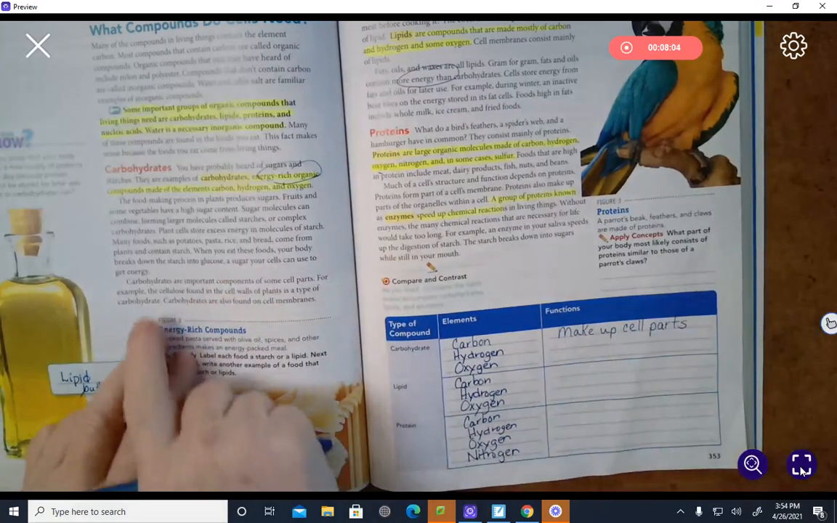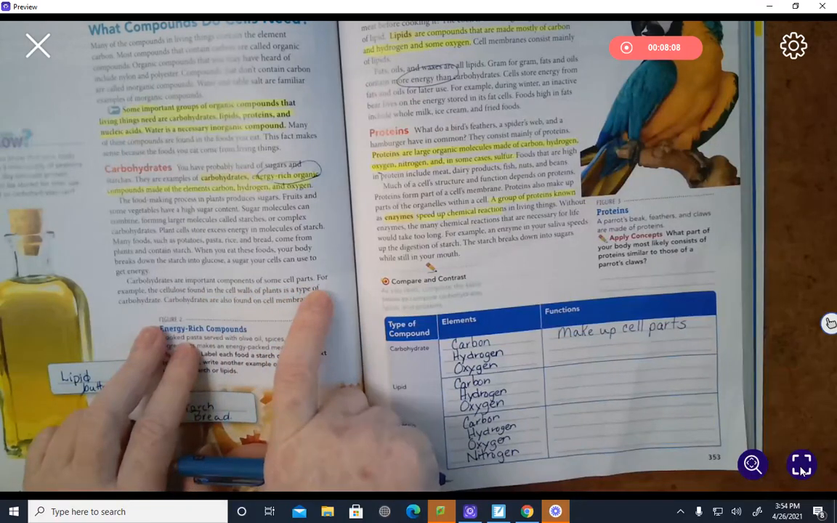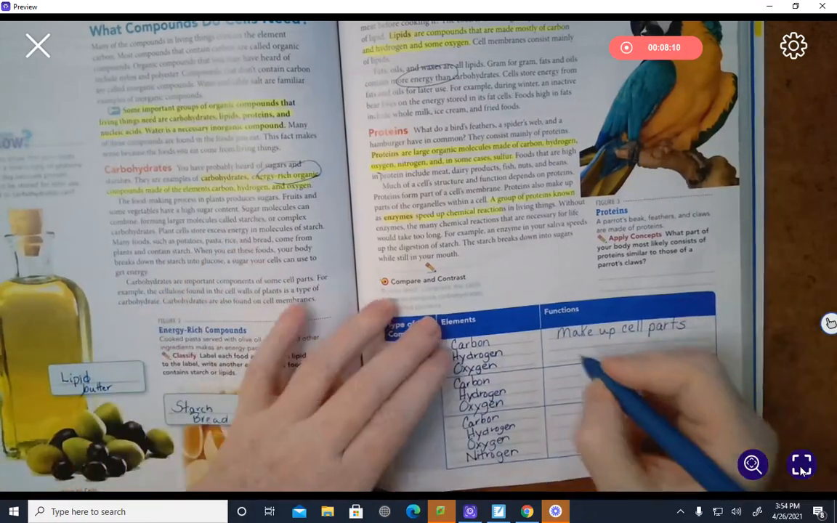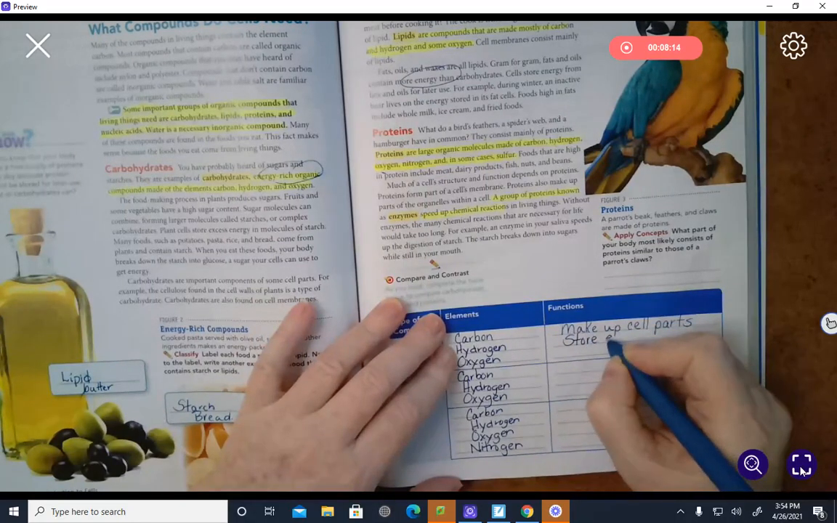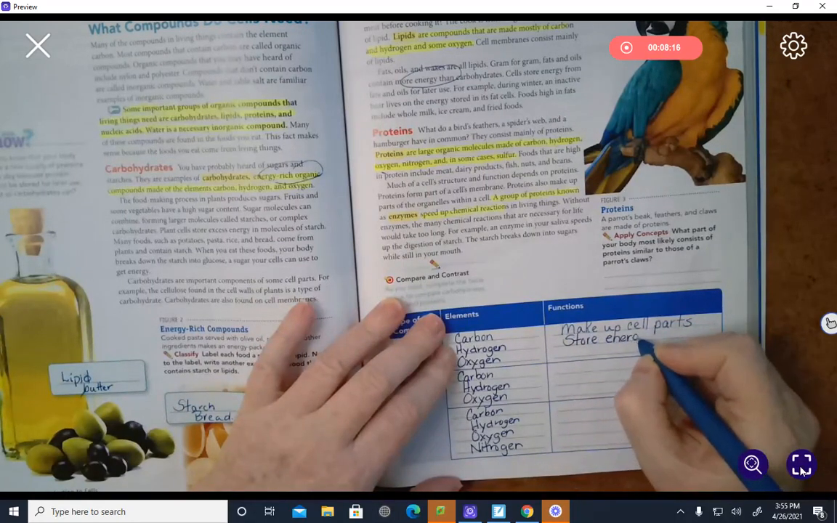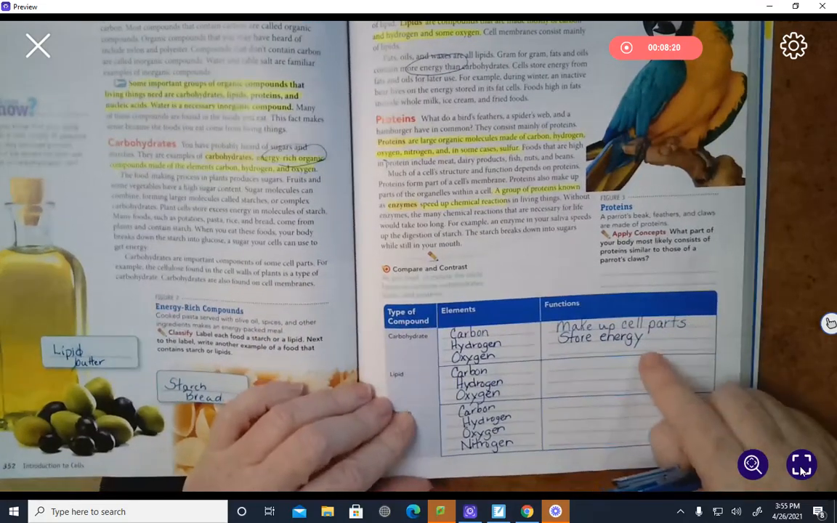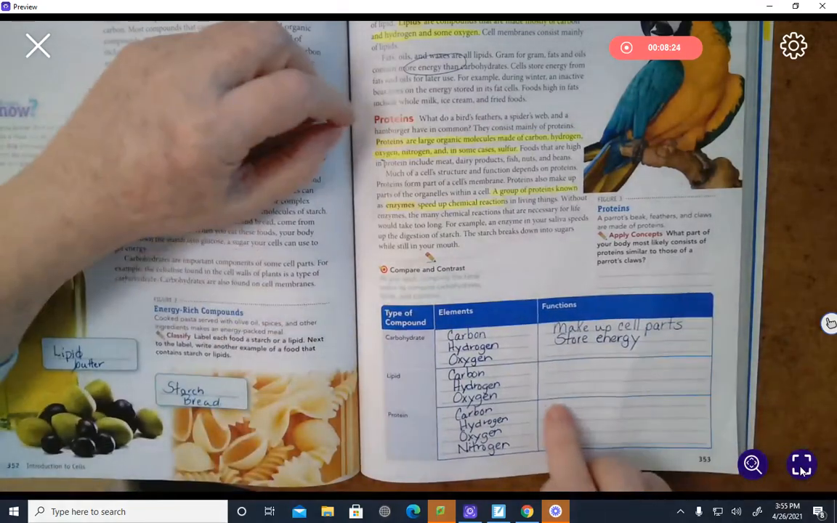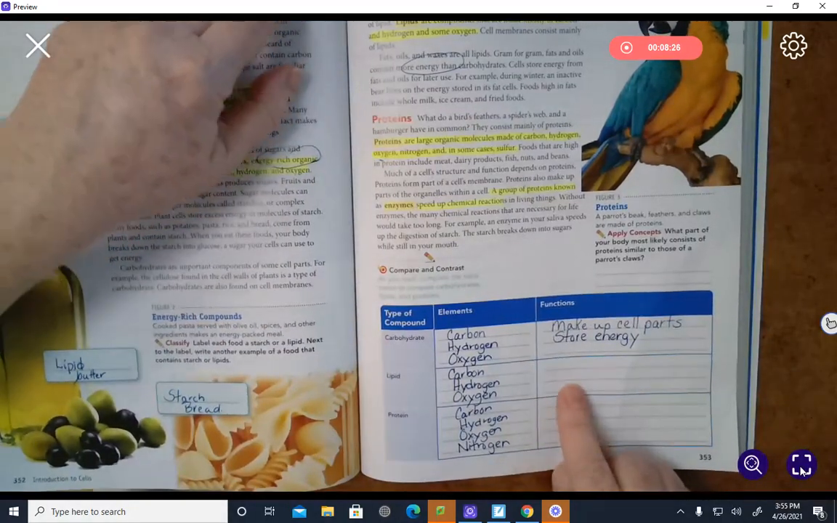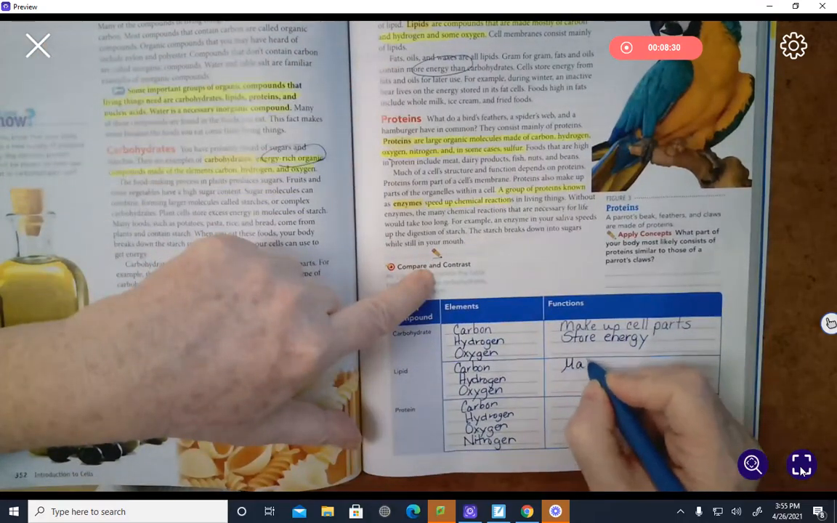Right here, carbohydrates are important components of cell parts. They also store excess energy. If you watch the Michael Phelps video, you can see how much he eats because of how much energy he needs. I don't think we need to eat that amount because we don't use that amount of energy. So over here, lipids, they make the cell membrane.